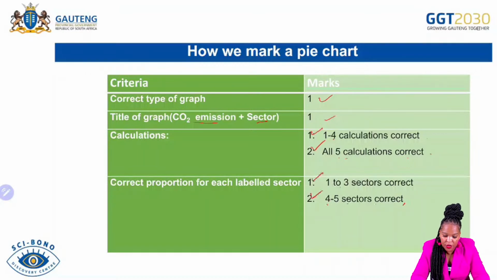Then how many marks can you get out of a graph? 6. So all the graphs, they will give you 6 marks. Please make sure that you collect all those marks.